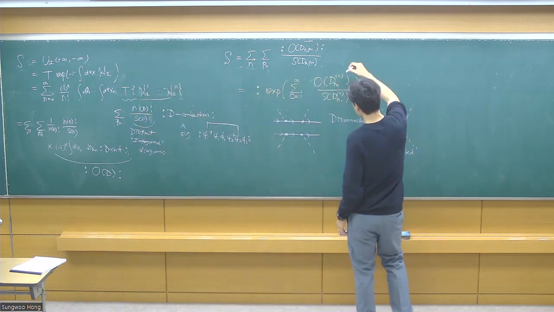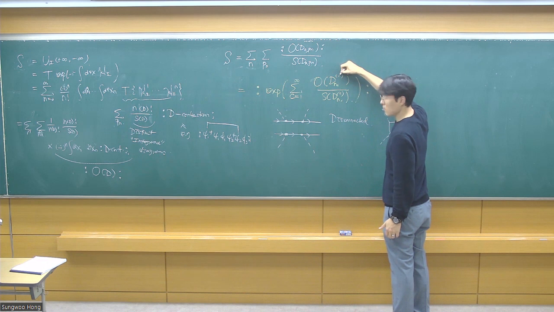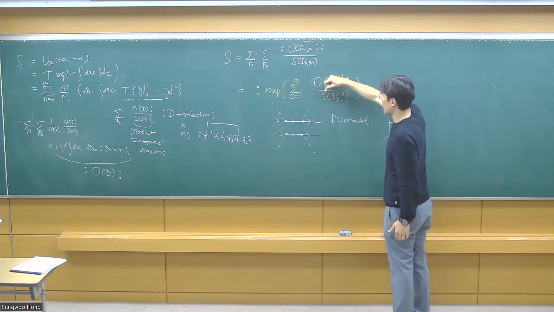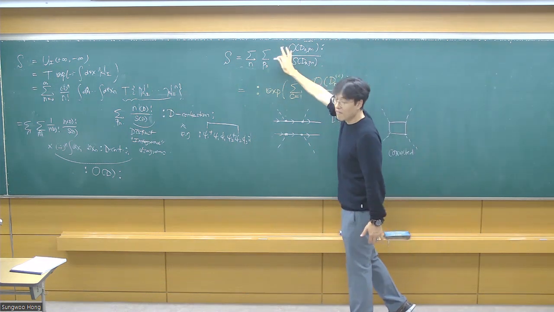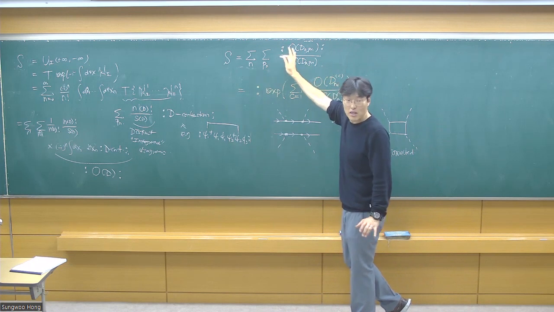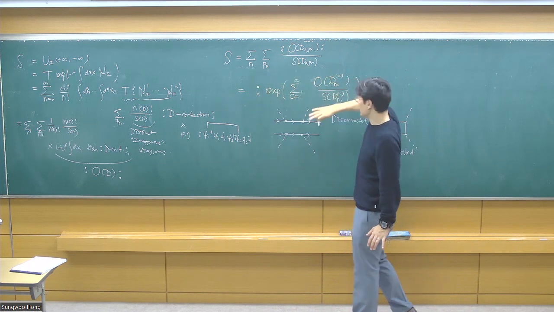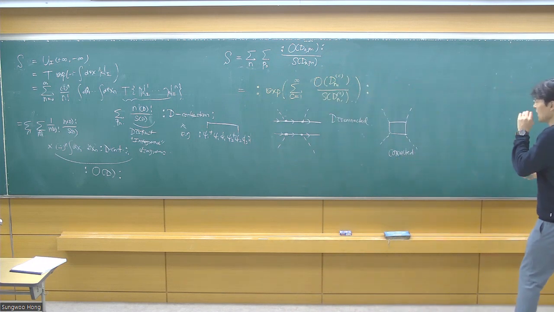In fact, here C means connected diagram. So if you know all the connected diagrams, basically you can get the entire space of all diagrams, connected and disconnected. So that is what this formula is all about.